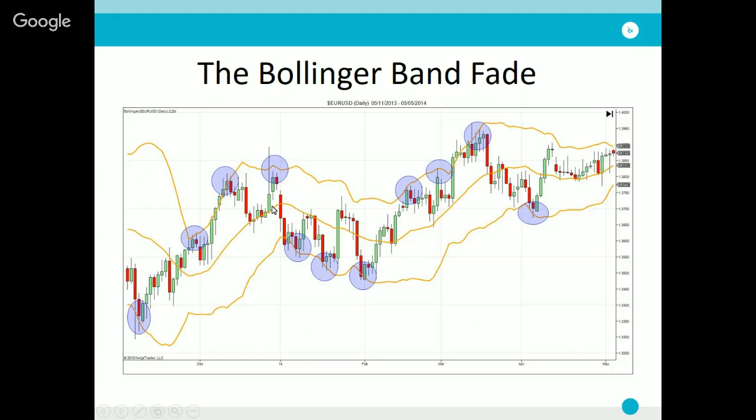Now, it's key to point out that if we're using this method, then really the best outcome that we advise to play for is where we're simply looking to short from the upper Bollinger Band, targeting a move back to the moving average, or getting long from the lower Bollinger Band, targeting a move back to the moving average.